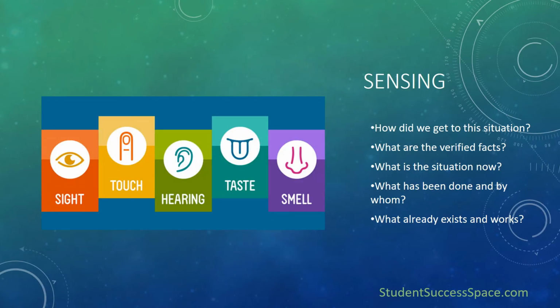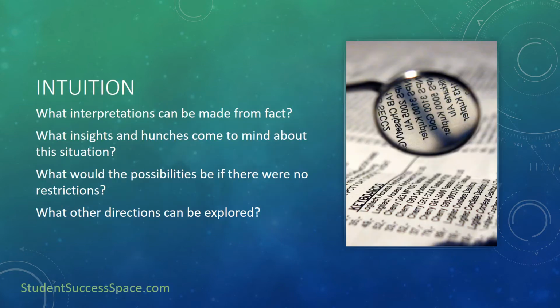Within sensing, ask the following questions within a decision-making process. How did we get into this situation? What are the verifiable facts? What exactly is the situation now? What has been done and by whom? What already exists and works?